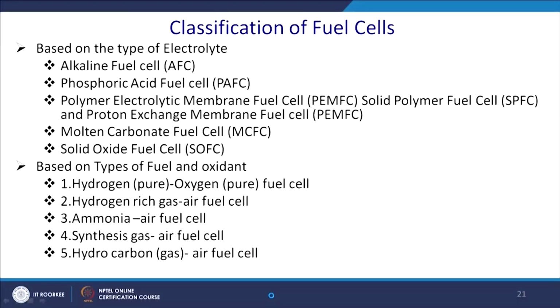Classification of the fuel cell: there are many fuel cells. We are not going into that detail, but just pointing out alkaline fuel cell, phosphoric acid fuel cell, polymer electrolyte membrane fuel cell, molten carbonate fuel cell, solid oxide fuel cell. Based on the fuel and oxidant: pure hydrogen and pure oxygen fuel cell, hydrogen-rich gas air fuel cell, ammonia air fuel cell, synthesis gas air fuel cell, and hydrocarbon gas fuel cell. So, there are many entities that you can look at suitably.